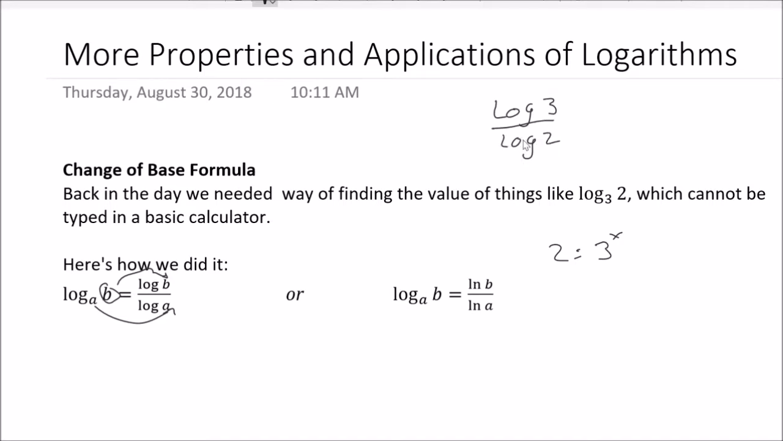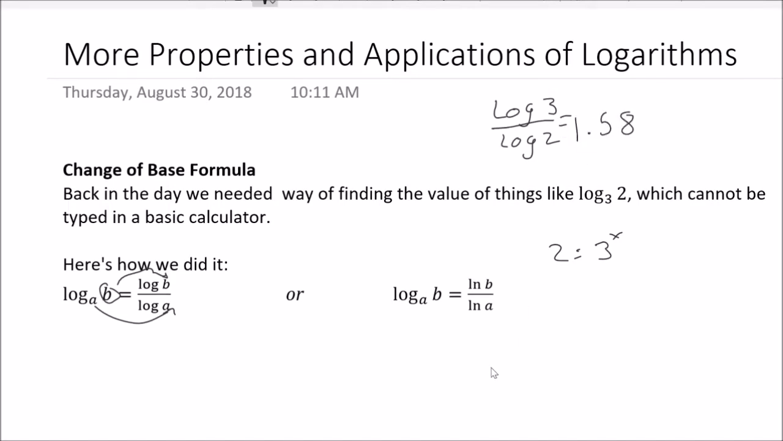And then the nice thing about that, that's something that you can type in a simple scientific calculator. So I'm going to try it right now. Log of 3 divided by log of 2, and I get 1.58 when I do that. Or approximately, I'm rounding.